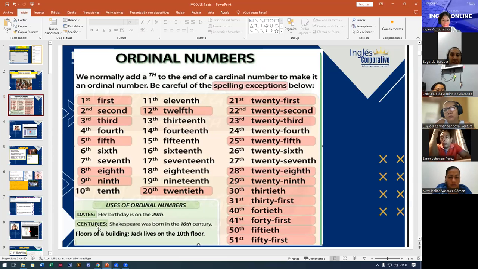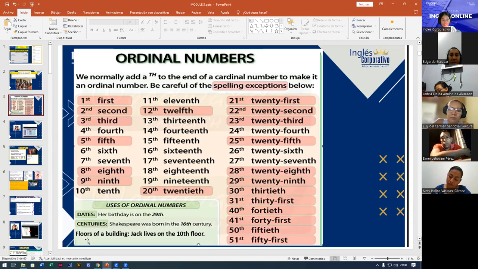Centuries. What are centuries? Siglos. Siglos. Uh-huh. So we can also use it for centuries. For example, Shakespeare was born in the 16th century. So you can also use an ordinal number.